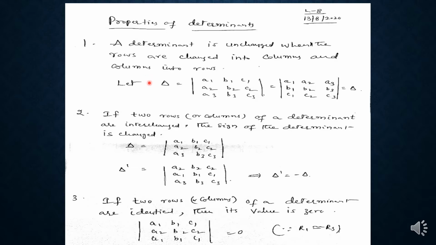So there is no change even after interchanging the columns and rows of a determinant. Let us take the first row a1, b1, c1, a2, b2, c2, a3, b3, c3. The value of this determinant is delta. By interchanging the rows and columns, that means the columns become rows, a1, a2, a3, b1, b2, b3, c1, c2, c3. By evaluating, we will get the same value delta. So there is no change when all rows and columns are interchanged in a determinant.